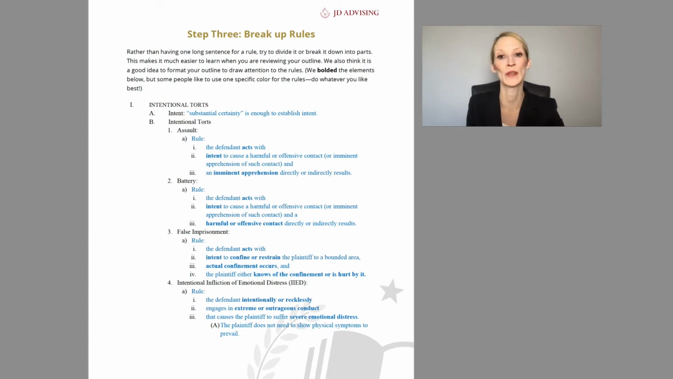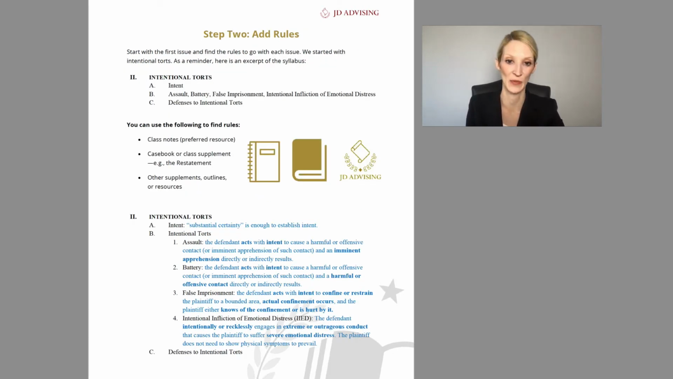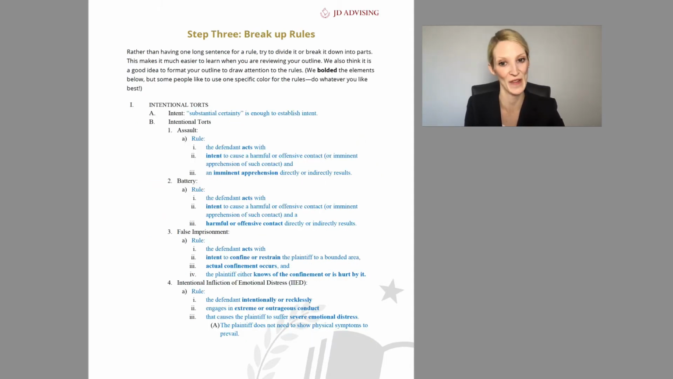For battery, the rule is again divided into act, intent, and harmful or offensive contact. And you can see how this is much easier to read than something like this, where the rule is just in one long sentence. So you want to set up your outline so that you're able to learn it. So divide the rule into its component elements, and it'll make it much easier for you to actually learn that rule.